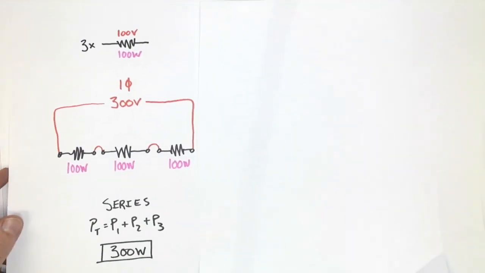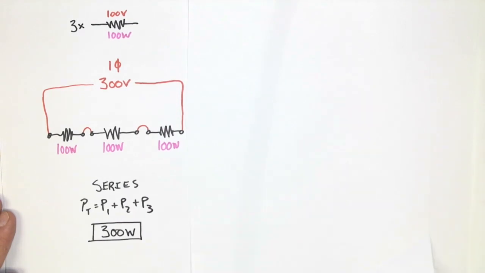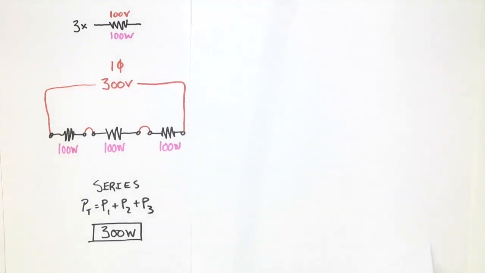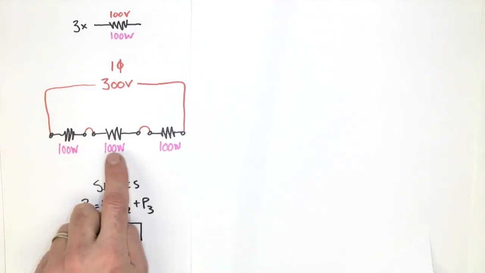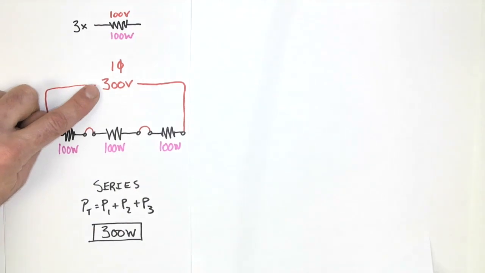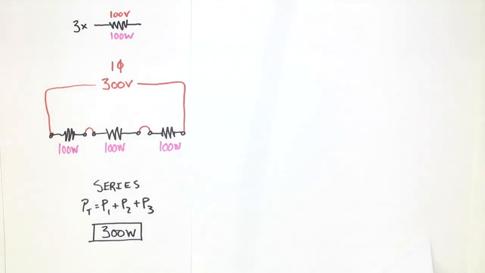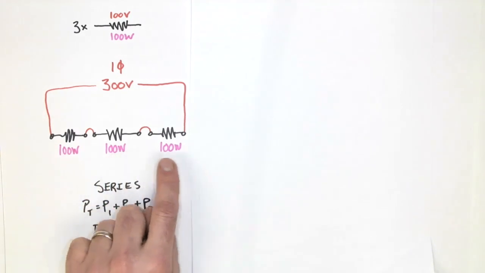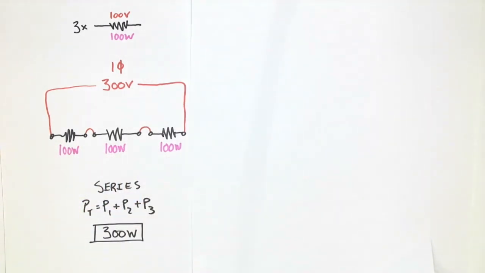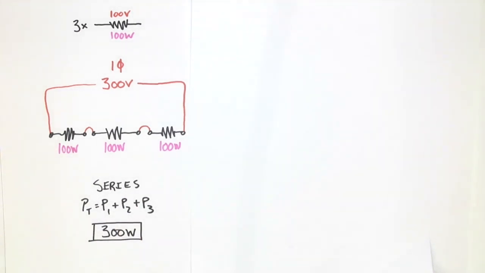So let's review the relationship now with different types of power in a circuit. So here I have three 100 watt, 100 volt resistors. They're connected in series to a 300 volt single phase source. And that means that each one is getting its rated voltage of 100 volts because they're equal in ohmic value, which means the voltage will divide equally across each resistor. In a series circuit, P total is equal to P1 plus P2 plus P3, giving me a total power of 300 watts.